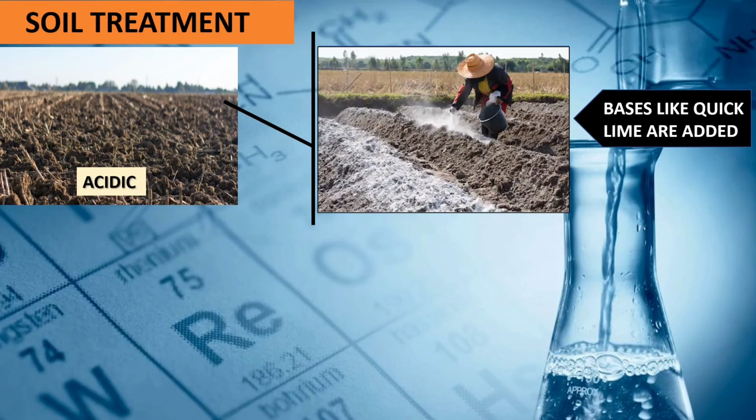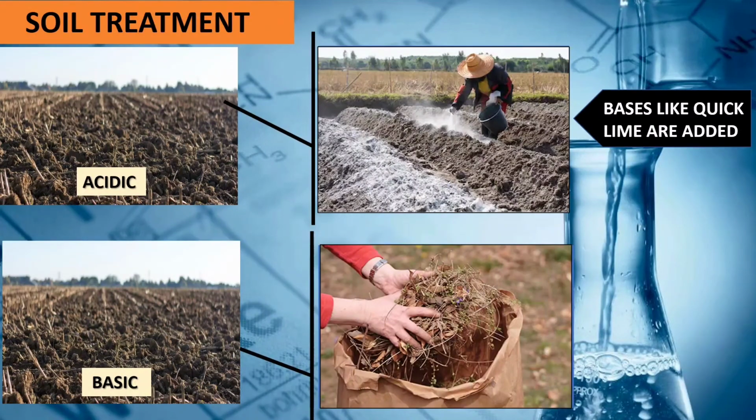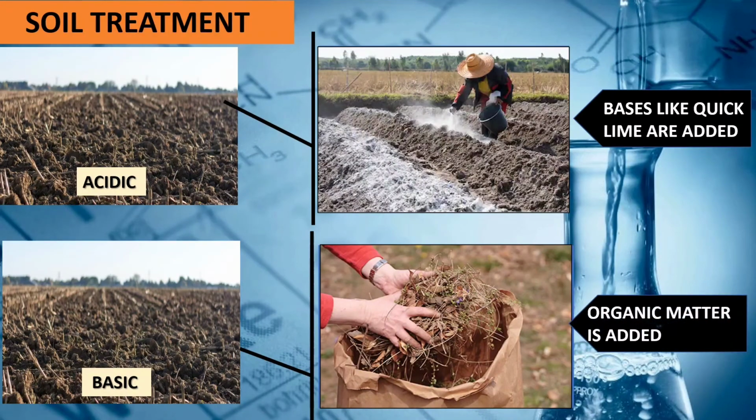And if the soil is very basic, then we are going to add organic matter in the soil. We treat it with organic matter, because organic matter is going to decompose and release acid in the soil, which is going to ultimately neutralize the basic nature of the soil. So this is how we use the neutralization process in soil treatment.